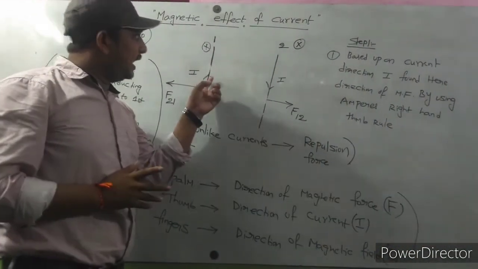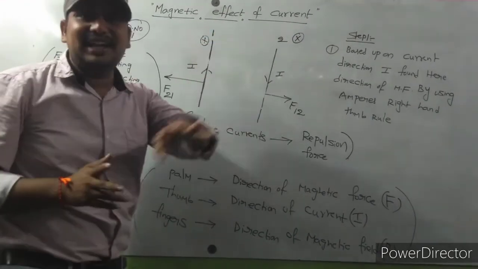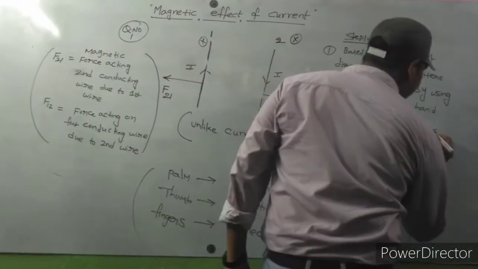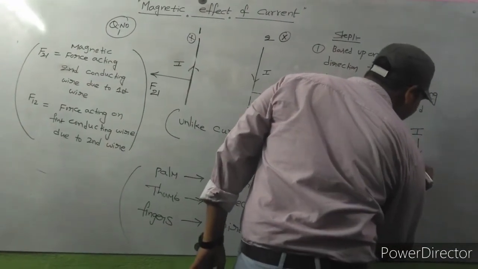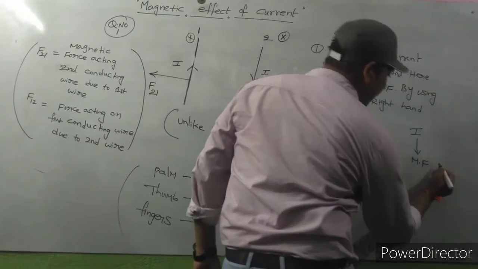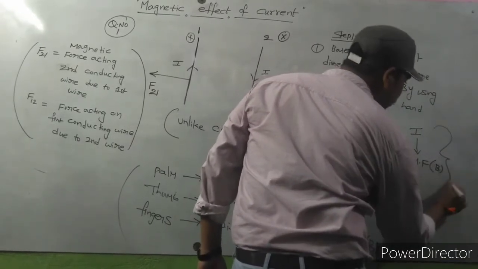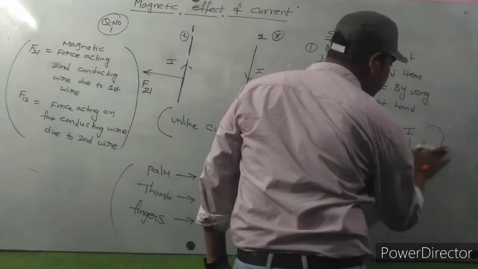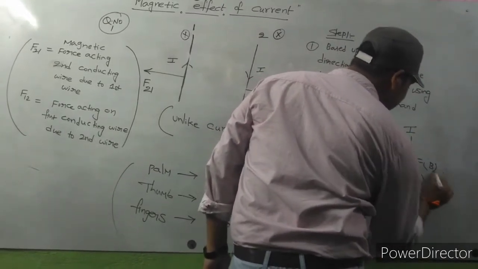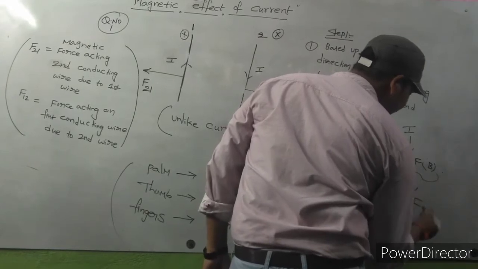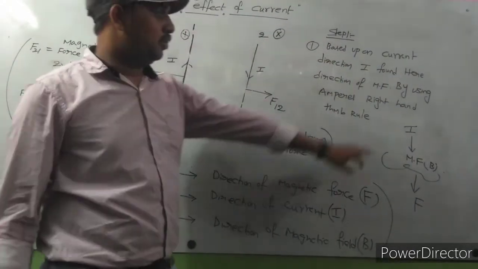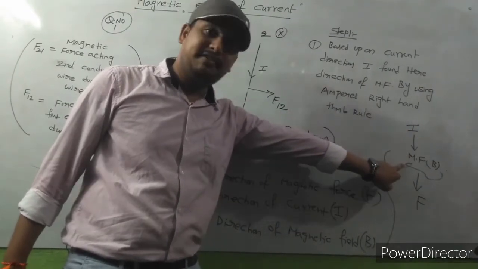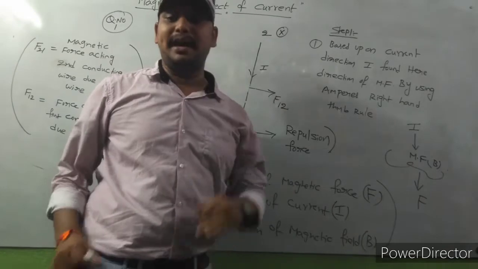Now you know the current direction and the magnetic field direction. Here there is a link. If you know the current direction, it is easy to find the magnetic field direction. If you know the current and magnetic field directions, it is easy to find the magnetic force direction.